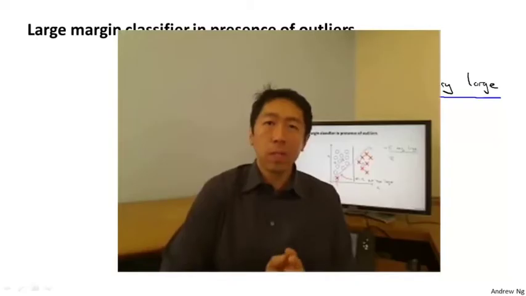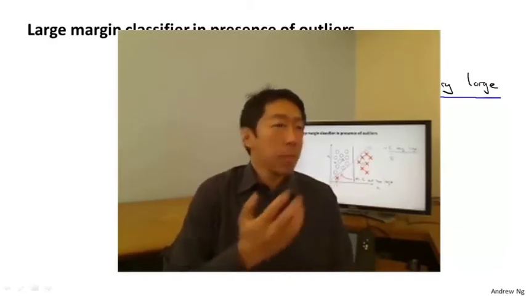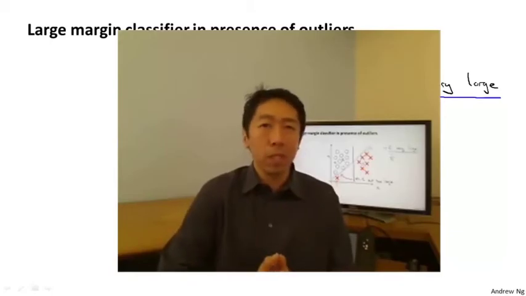So I hope that gives some intuition about how the support vector machine functions as a large margin classifier that tries to separate the data with a large margin. Technically, this picture or this view is true only when the parameter C is very large, but it's a useful way to think about support vector machines.